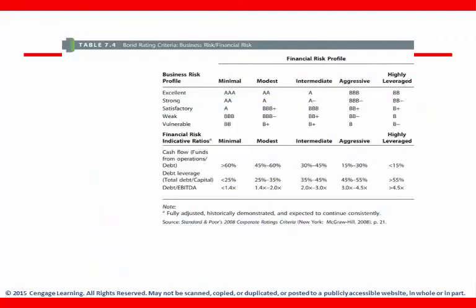This will show you some adjectives associated with the different bond ratings. These adjectives can be everything from excellent, strong, satisfactory, weak to vulnerable right at the bottom. And this table also shows you some interesting numbers that they're going to be looking at, such as cash flow and your debt leverage and your debt to your EBITDA, or earnings before interest, taxes, depreciation, and amortization. You obviously don't have to memorize anything from this slide. I just thought it was interesting.